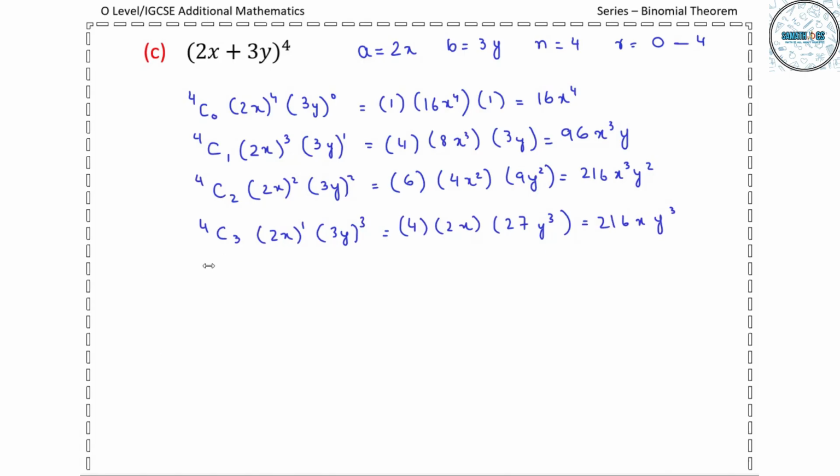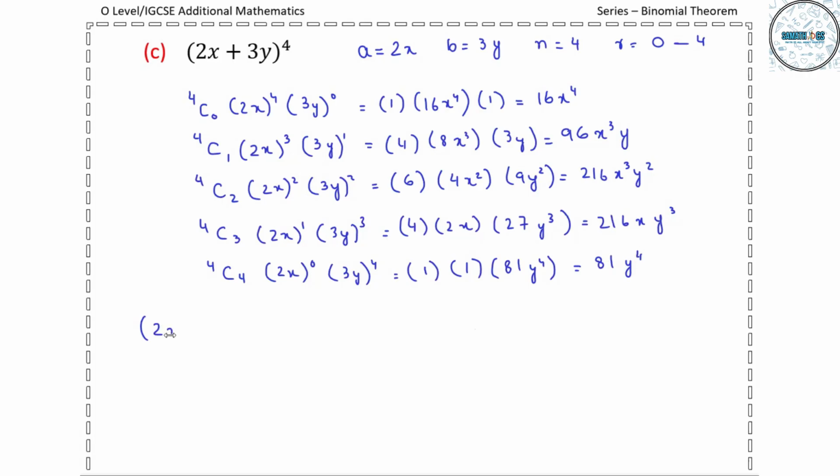Fifth and last term is 4c4, 2x with power 0, 3y with power 4 is equal to 4c4 is 1, 2x with power 0 is 1, 3y with power 4 is 81y power 4. So the result is 81y power 4.